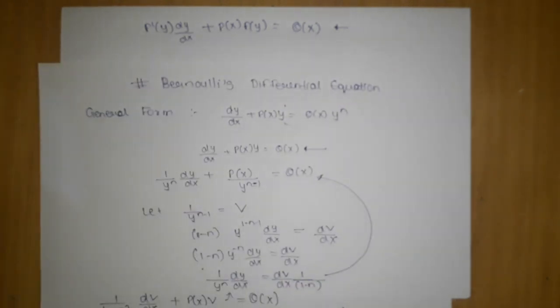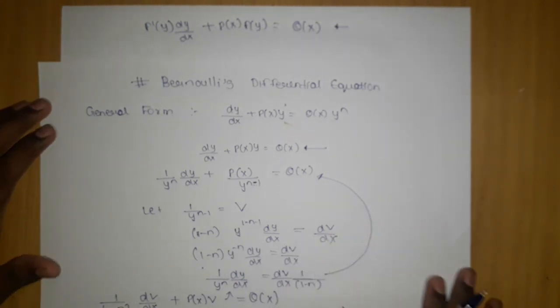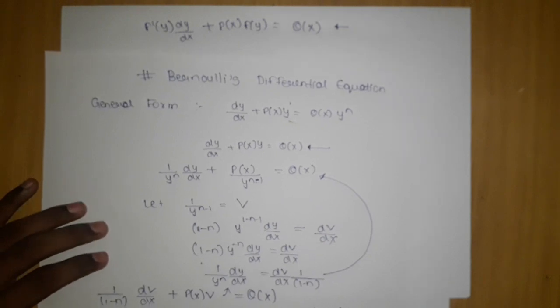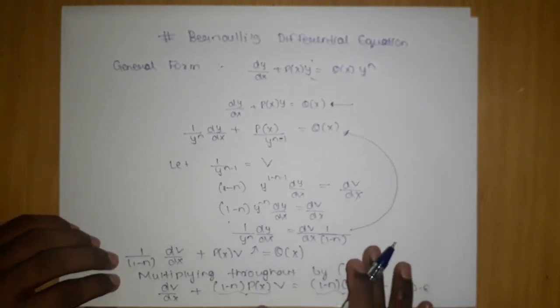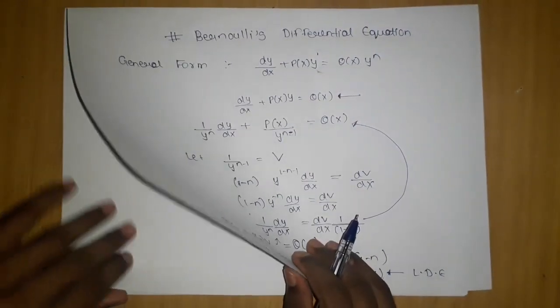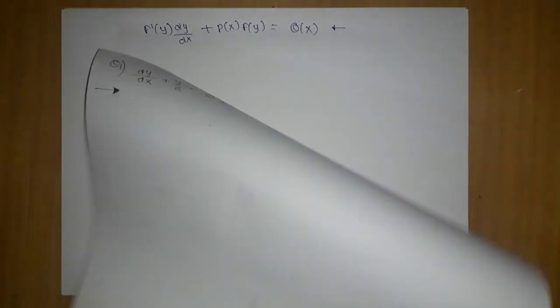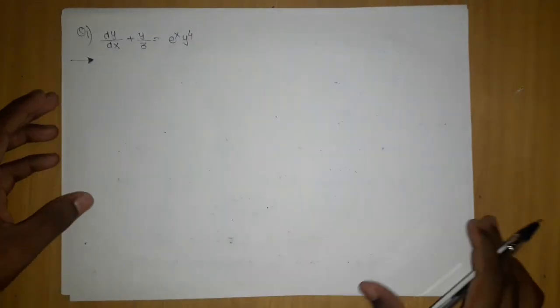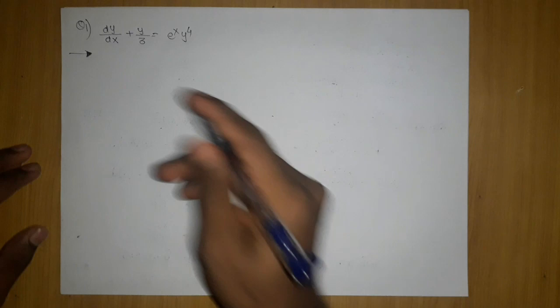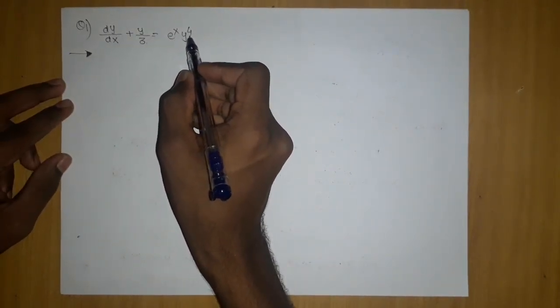For now, the theoretical part of Bernoulli's differential equation is a little bit confusing. You will not understand, but if you solve questions, you will automatically get a detailed understanding of how to solve the problems. Like, let's take the first problem, which says dy by dx plus y by 3 equals e power x into y power 4.